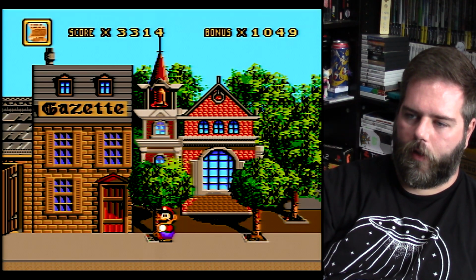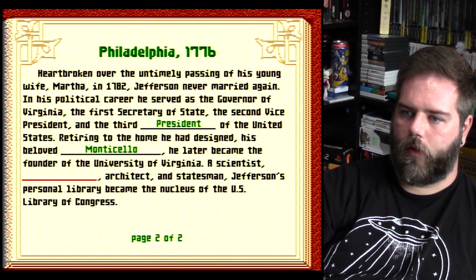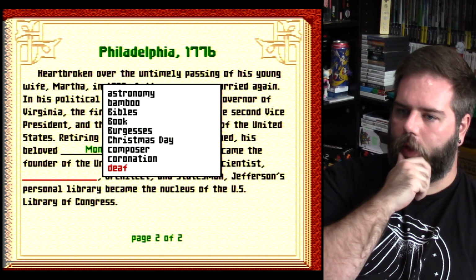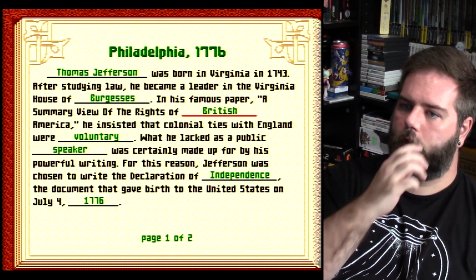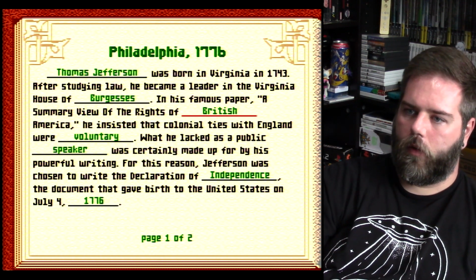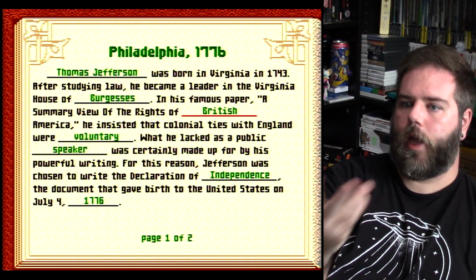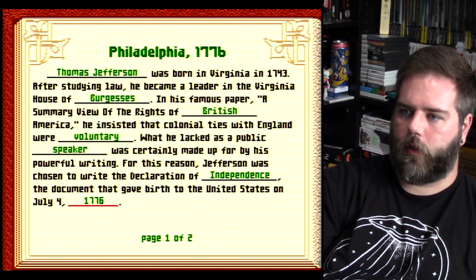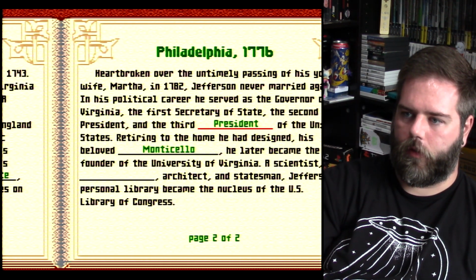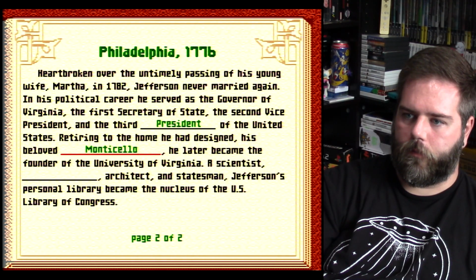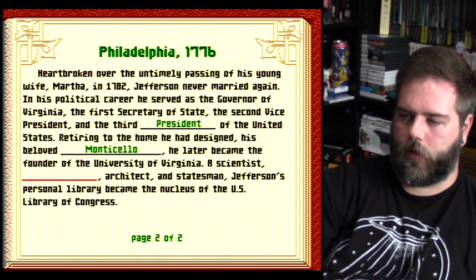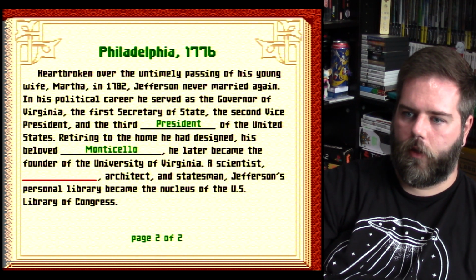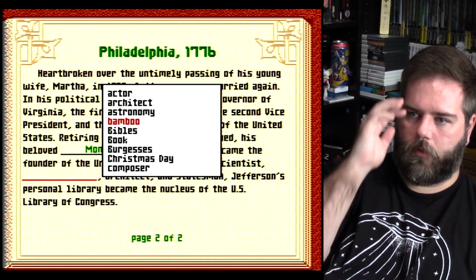I don't want to mess it up. I'm afraid. I don't want to get kicked back in time. I think it's a speaker. But I tried that. Burgesses. Okay, I thought it might have been that because I knew it had to be a capitalized one. So just deducing that way. And then this one is the hardest one for some reason. The last one. A scientist, blank, architect, and statesman.